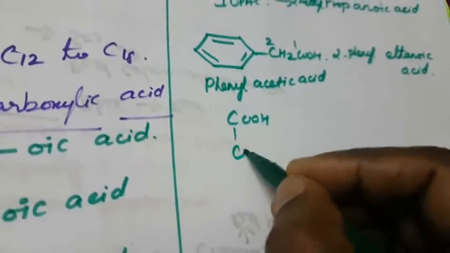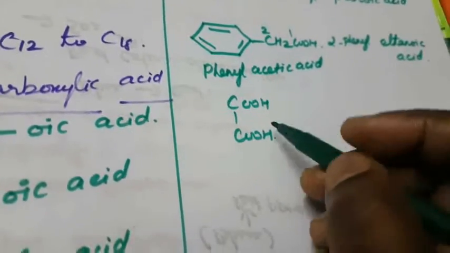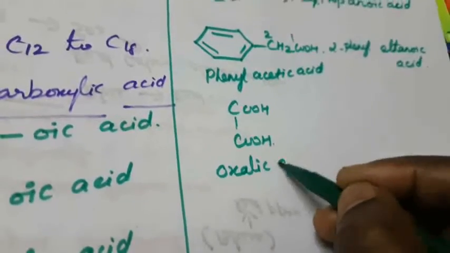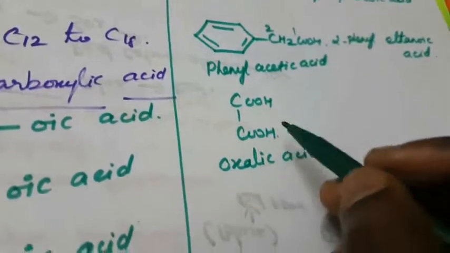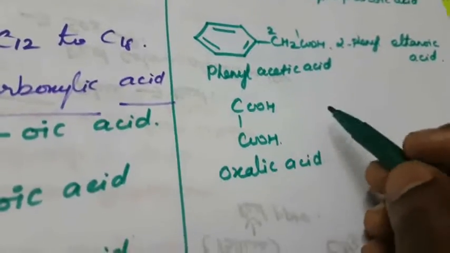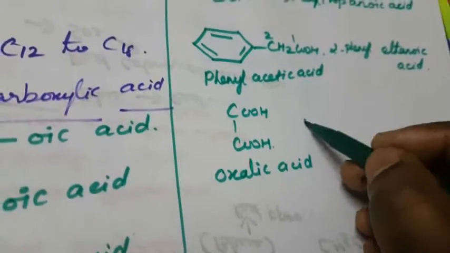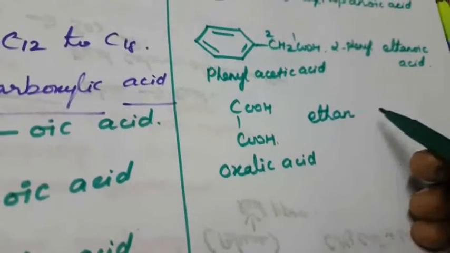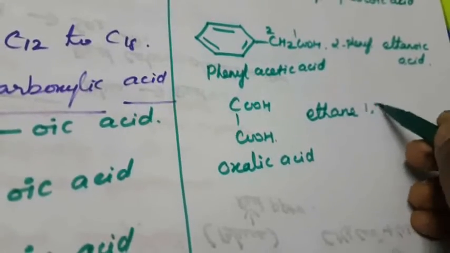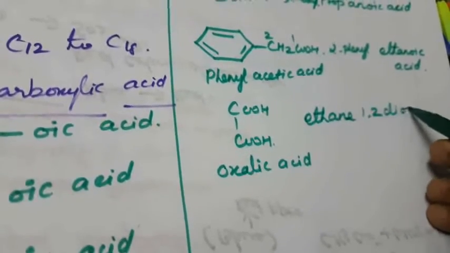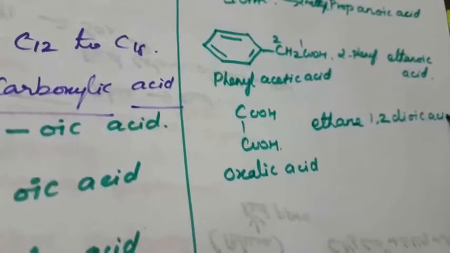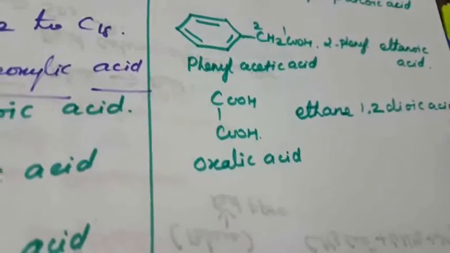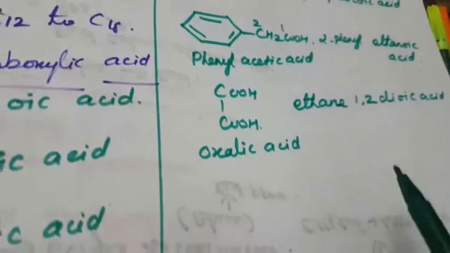COOH, then COOH. What is this compound's name? The common name is oxalic acid. Remember, it is called oxalic acid. How to write the IUPAC name? There are 2 carbons. What is the root word? Eth. The compound is saturated, so it is ethane, 1,2-dioic acid, because there are 2 carboxylic acid groups. So that is called oxalic acid.